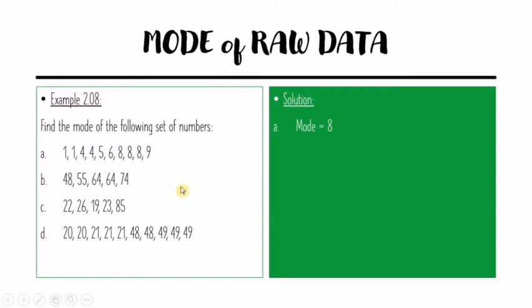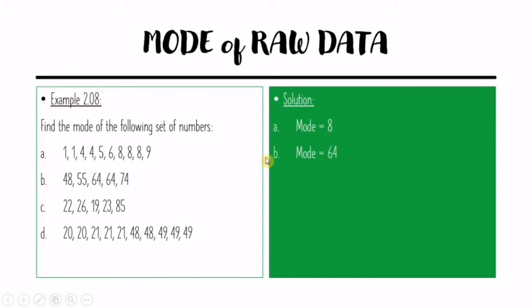So A here. Let's go through it: 1, 1, 4, 4, 5, 6, 8, 8, 8, 9. So 1 happened twice, 4 happened twice, 5 happened once, 6 also happened once, 8 happened 3 times, 9 happened once. So 8 is the mode because it occurred the most. It occurs 3 times. So the mode equals 8.